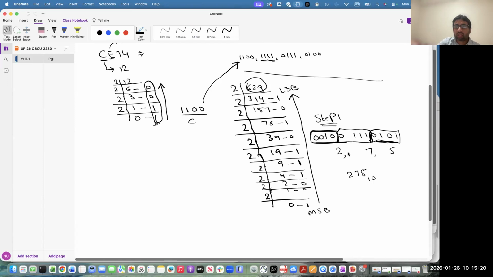Now, for example, let's say that our second group of 4 bits was not 0 1 1 1. It was, let's say, I'm just making something up, 1 1 1 1. You can convert into decimal form, and it will be 15. But remember, we are converting to hexadecimal. So how do we represent 15 in hexadecimal form? Using F, right? So it will become 2F5. Any questions?